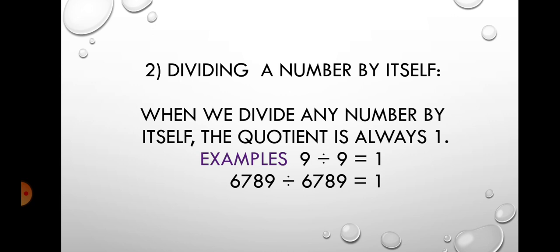The second property is dividing a number by itself. When we divide a number by itself, our answer is always 1. For example, 9 divided by 9 is 1, and the second example is 6789 divided by 6789 is 1.